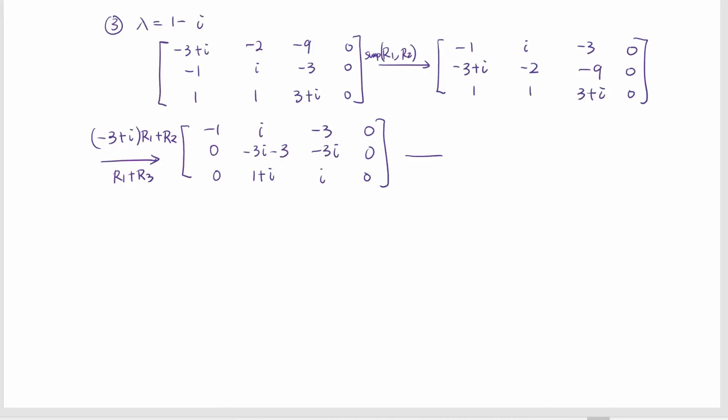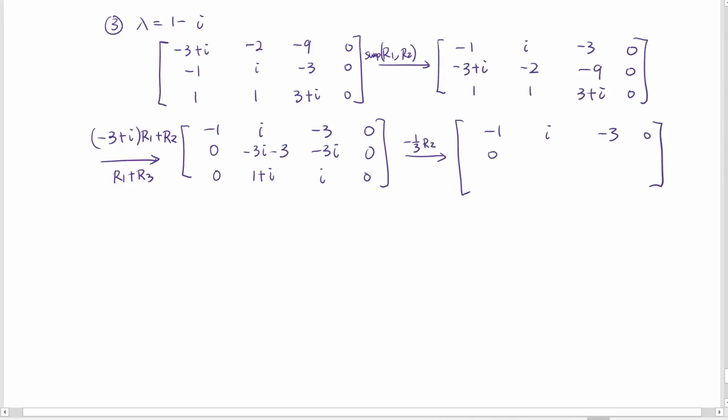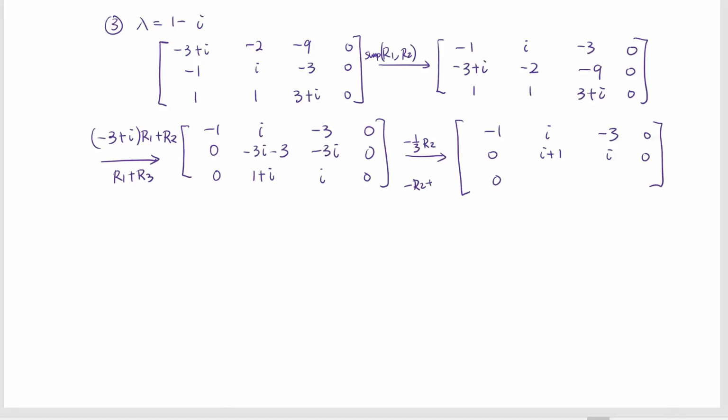Okay, so you can see a common factor, divided by -3 in the second row. We will get minus 1, i, minus 3, 0, 0, and then i minus 1, i, 0. Sorry, divided by -3 becomes i plus 1. And then you can see, wow, it's the same as the last row. So we can use minus row 2 added to row 3 in the next step. Then we get zeros in the last row.